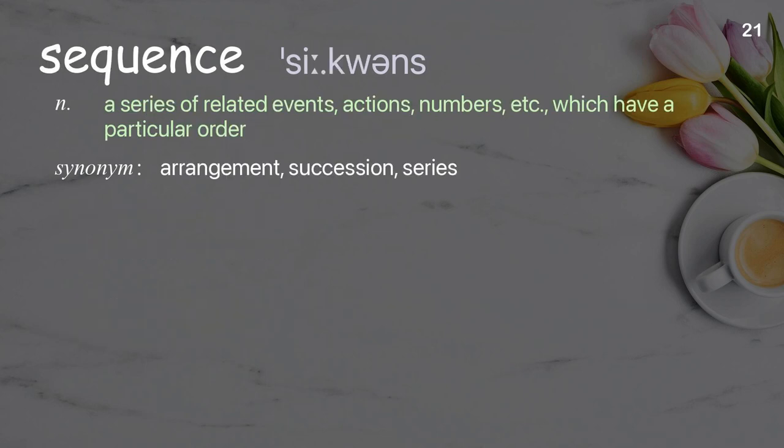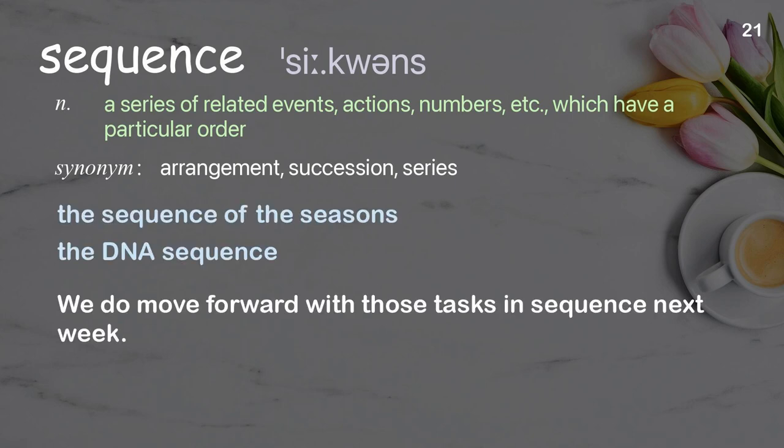Sequence. A series of related events, actions, numbers, etc., which have a particular order. Examples. The sequence of the seasons. The DNA sequence. We do move forward with those tasks in sequence next week.